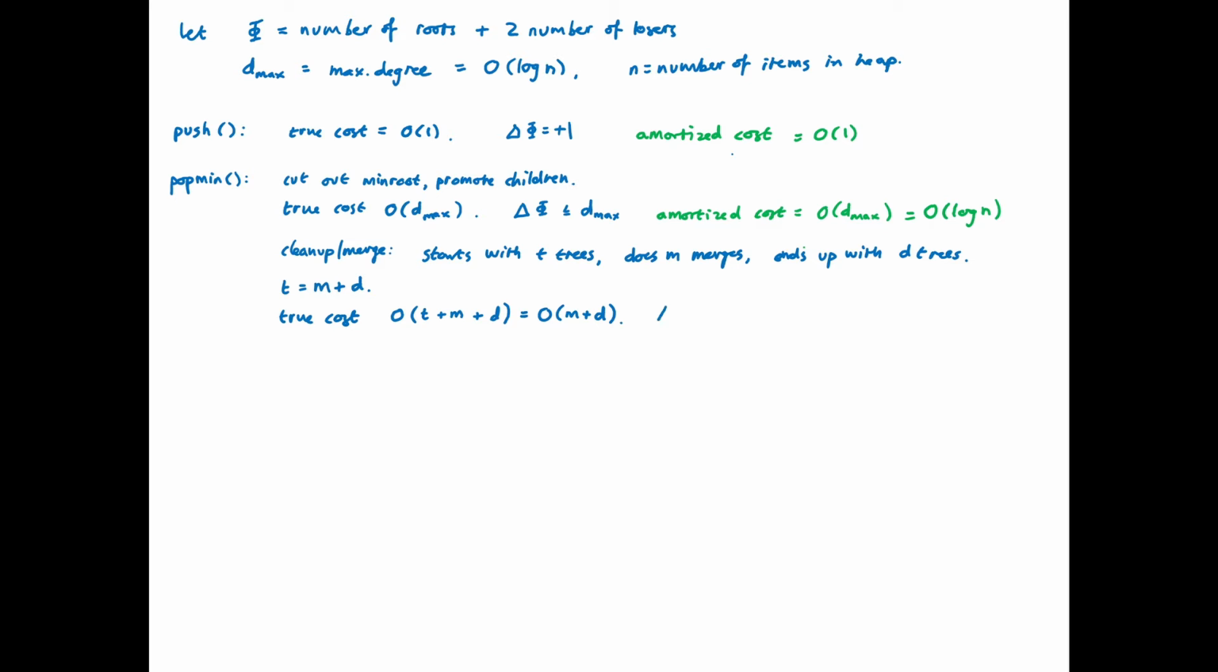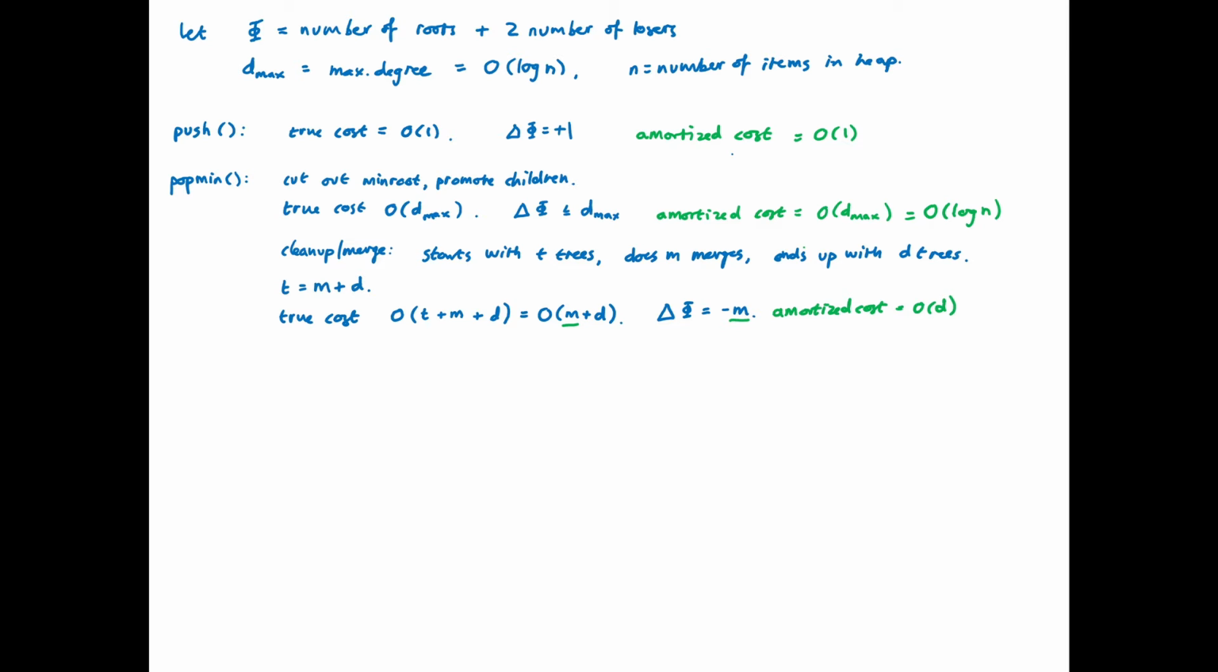What's the change in potential? We've done M mergers. Each of the mergers has decreased the number of roots by 1. So in other words, the potential must have gone down by M. If we put these two facts together, we get that the amortized cost is O of D. The M amount of work we're doing and the minus M change in potential cancel each other out. If you want to remind yourself exactly what the maths is behind this, exactly how the big O and the minus M cancel each other out, go back and review the lecture on amortized analysis.